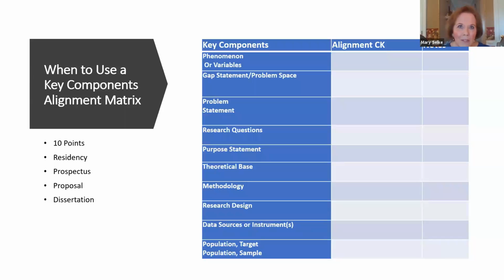An alignment matrix is a valuable teaching tool. It's also helpful anytime that you spot inconsistencies across key components in a dissertation-related document. For example, when I'm assigned a new learner, I draft the first alignment matrix. This helps me learn the proposed study and provides a focus for our initial Zoom call.